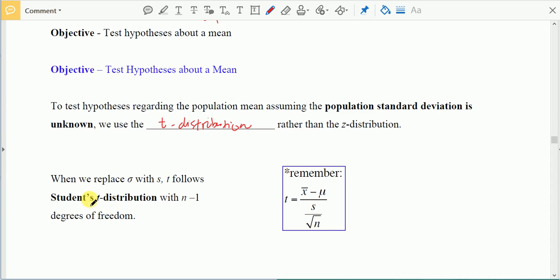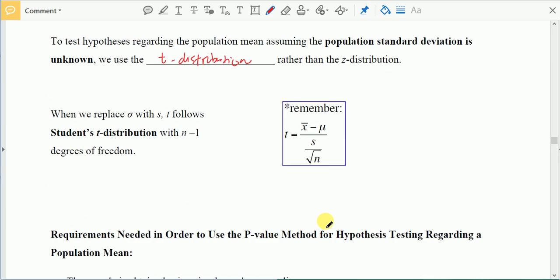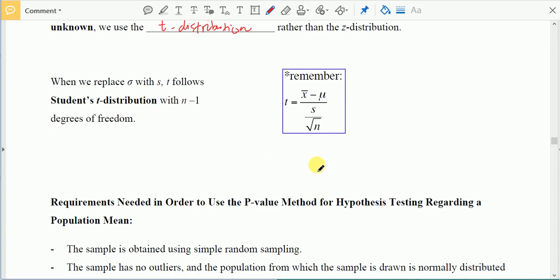If you use the Student T distribution, make sure you know the degrees of freedom, n-1, where n is the total number of samples that you have. So T is x bar minus mu over S divided by the square root of n. We have to use this throughout this section.